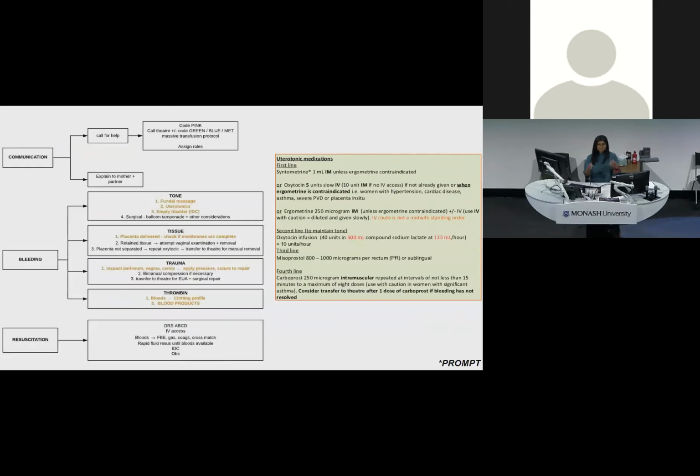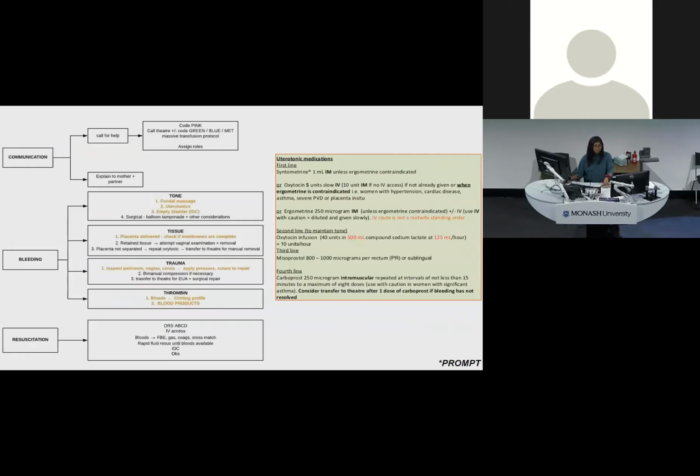First thing is communication. You're going to get a handover from a midwife who tells you that this lady has had blood loss. Ask them how much, what is the gestation of the woman, what kind of condition they're in and what their vitals are. You can get a brief antenatal history, any past medical history, and you always call for help. You call a relevant code and maybe start the massive transfusion protocol. Always assign roles. You'll be the person who's standing back, coordinating the whole thing. You want to explain to the mother and partner, because the partner's going to be watching the mother losing a whole lot of blood, and they're going to not know what's happening.